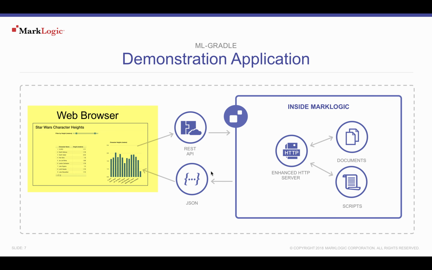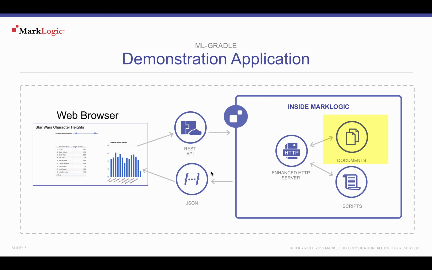The ml-gradle plugin neatly fits MarkLogic project configurations into existing development environments and facilitates automating build and test procedures. Our demonstration displays a web page with a table and a column chart created with the Google Charts API. The table and chart shows Star Wars character names and their height, data stored in a MarkLogic database. The return data to the Google Charts API must be in a specific JSON format.